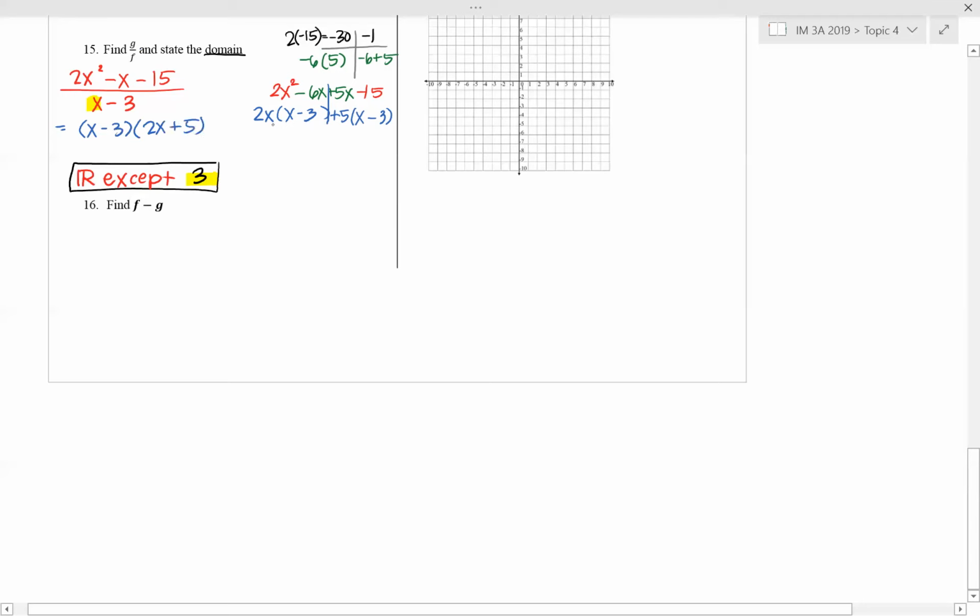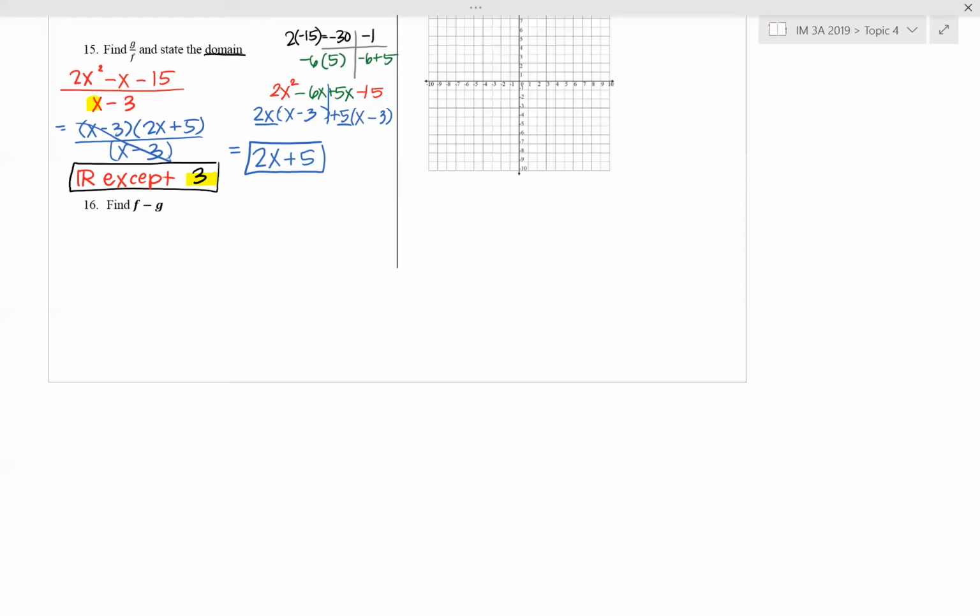So remember, the 2x plus 5 comes from the combination of those two GCFs. And so that's over x minus 3. And so I can reduce this fraction by x minus 3, which means the answer is just the 2x plus 5. So g over f is 2x plus 5, and the domain is all real numbers except 3.